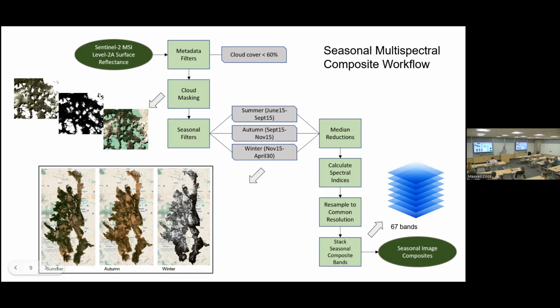We then take these seasonal composites, all of the cloud masked images in a stack, and we take the median value of those pixels. Essentially that creates a median composite for each of these seasons. We then calculate spectral indices, which I'll talk about on the next slide, and we resample to that common resolution of 10 meters. Then we stack these seasonal composites, which results in 67 bands of data. So 67 bands over the 3 composite images.